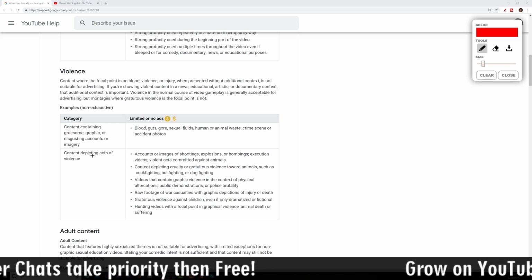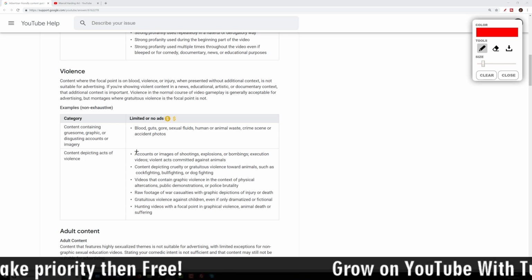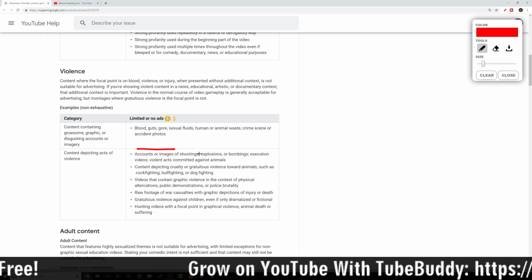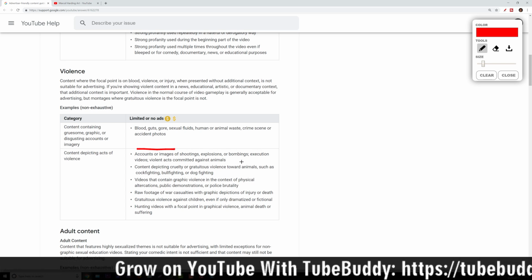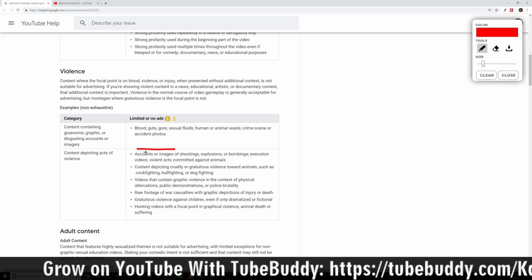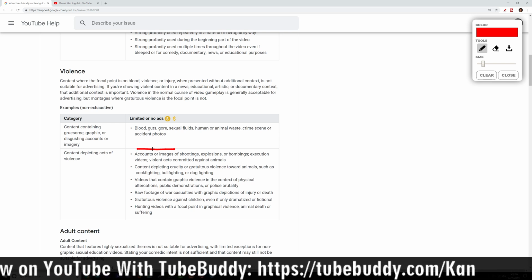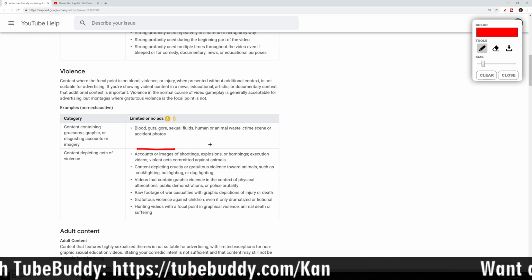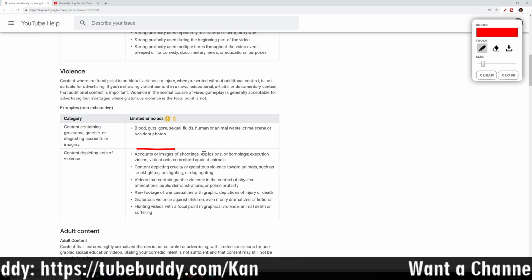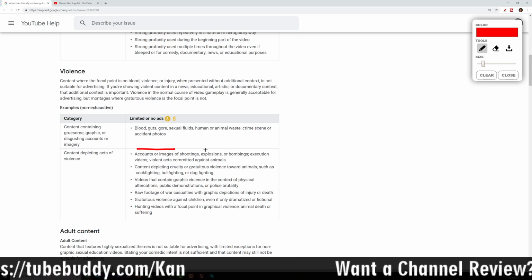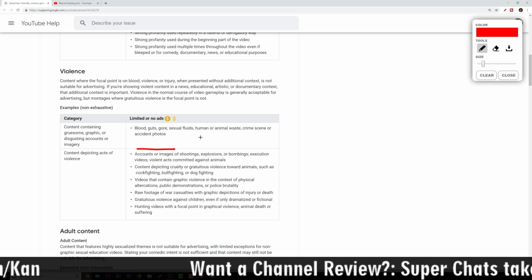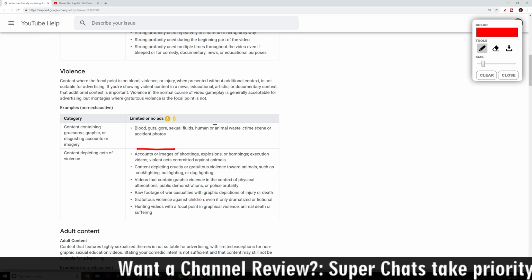Now, as we continue, we see content depicting acts of violence. So we have accounts of images of shootings, explosions, bombing, execution videos, violent acts committed against animals. I'm fine with all of that. I say accounts or images of shootings, like this goes back to kind of with the news as well. It's like, what will news channels do? It's one of those things where we'll have to see how the process evolves.